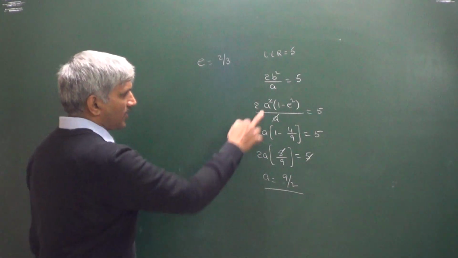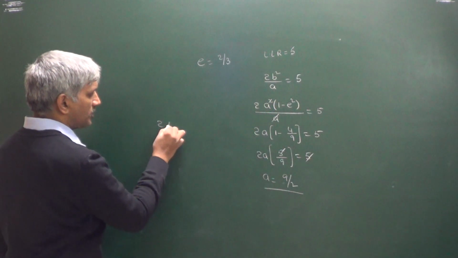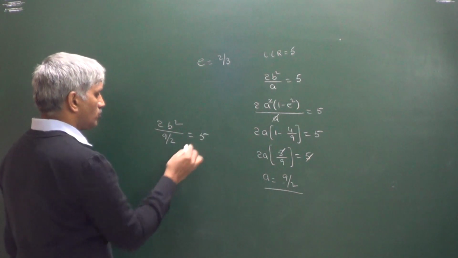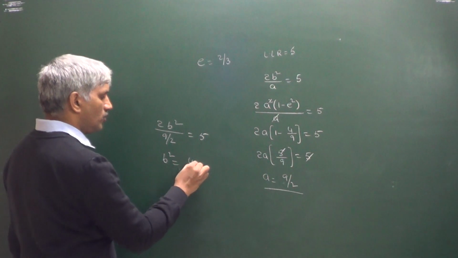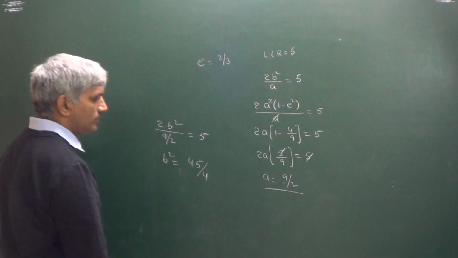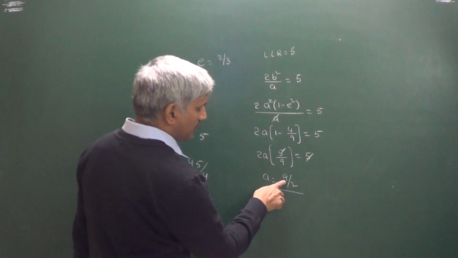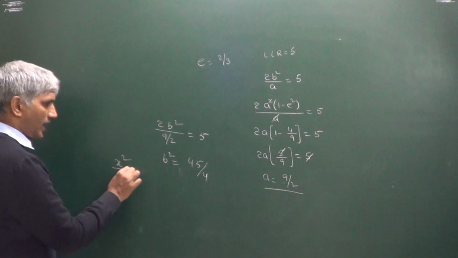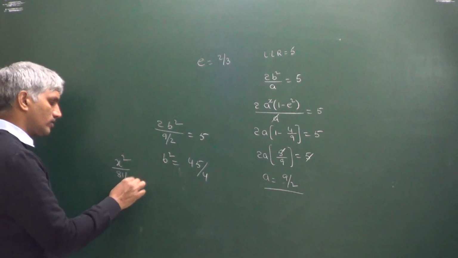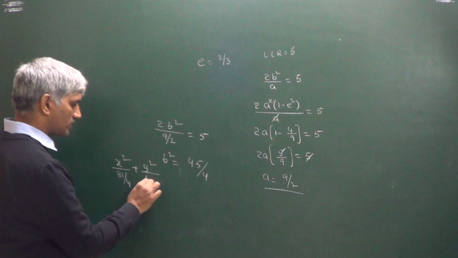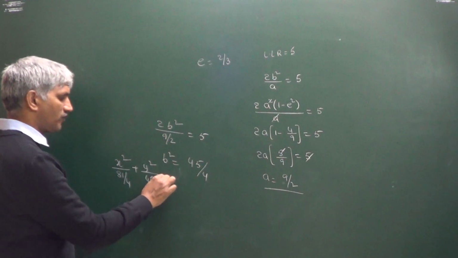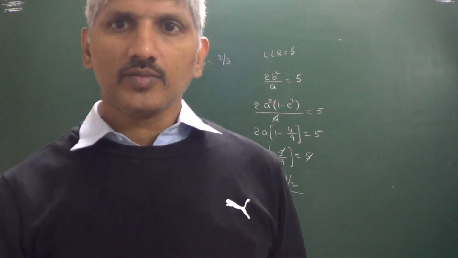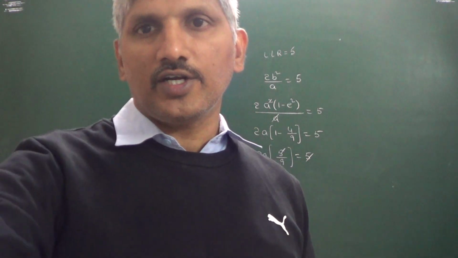For a value 9 by 2 substitute there. Then we'll get 2 into b square divided by 9 by 2 is equal to 5. So that's why we are getting b square is equal to 45 divided by 4. So a square is equal to 81 by 4 and b square is equal to 45 by 4. The equation of an ellipse is x square by 81 by 4 plus y square by 45 by 4 is equal to 1. So like that we can discuss different types of questions under the different conditions.